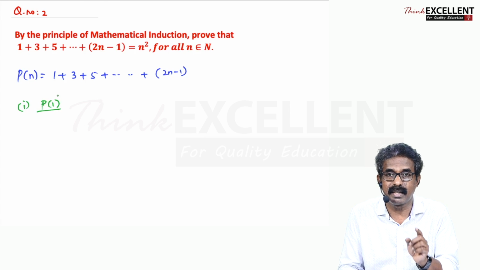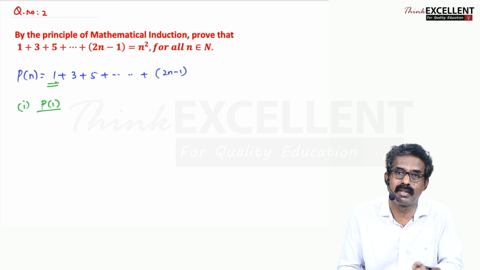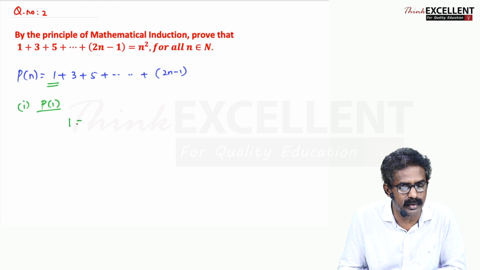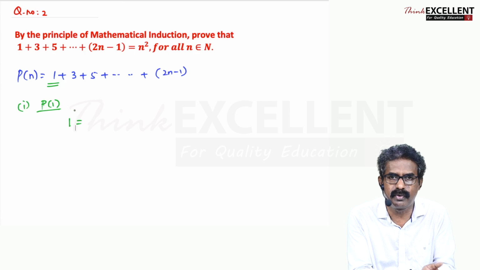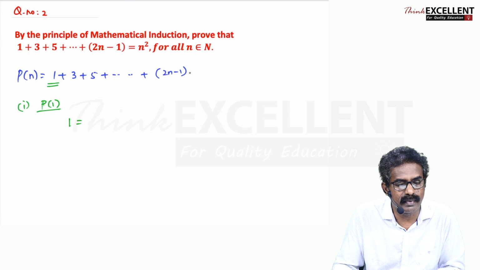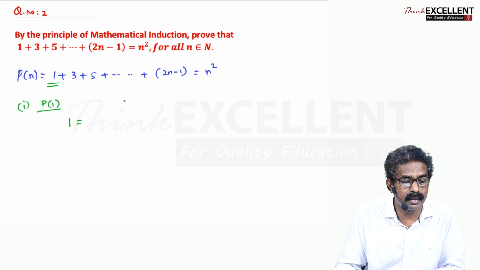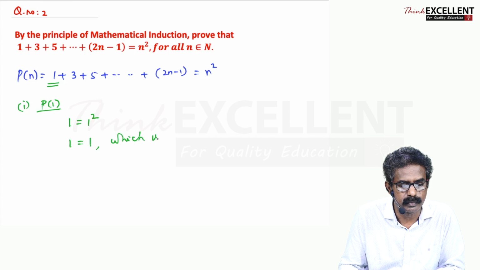Left side, I said take the first number. Here, unfortunately, the first number is also 1. So 1 equal to P of 1. You take the first number. Suppose the first number is 4, you write 4. Right side, equal to n square. Wherever n comes, you put 1. So for n you give 1, you will get 1 square. So 1 equal to 1 square, which is also 1. 1 equal to 1, which is true. So you have to do every step, right? So P of 1 is true.